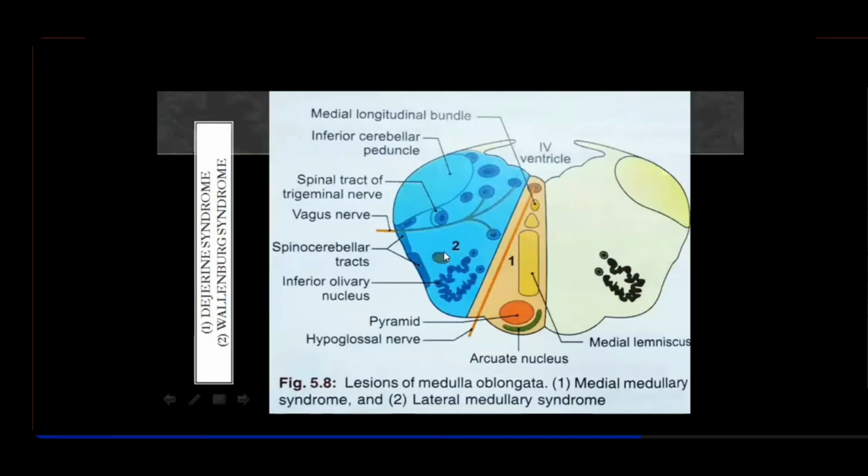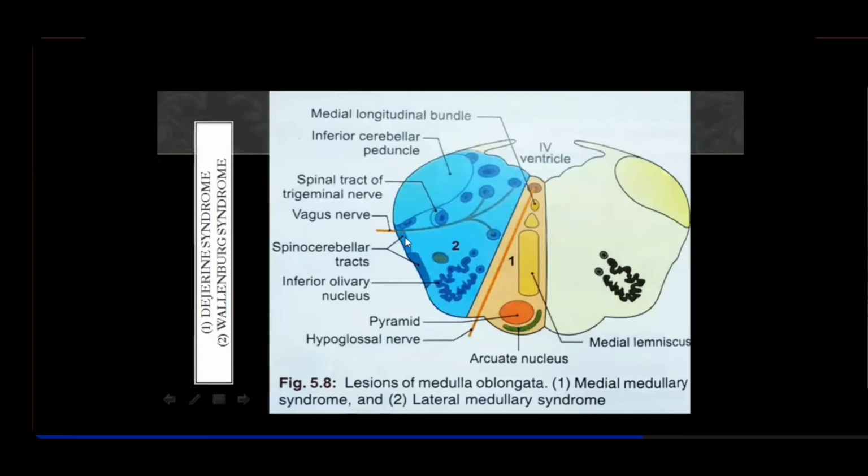So if this is damaged, what will happen? There will be loss of pain and temperature from the opposite half of the body. Got it? So loss of pain and temperature from the opposite half of the body is one thing.